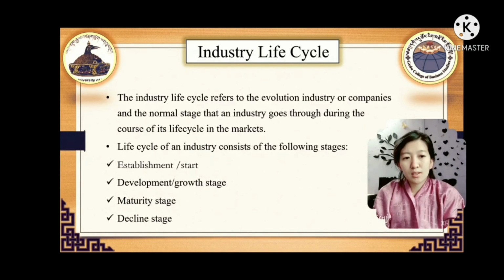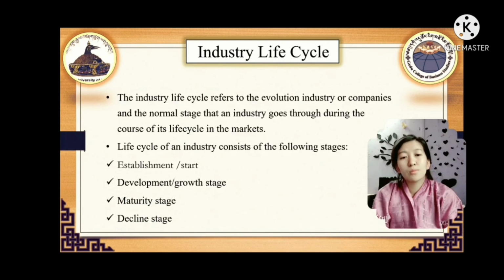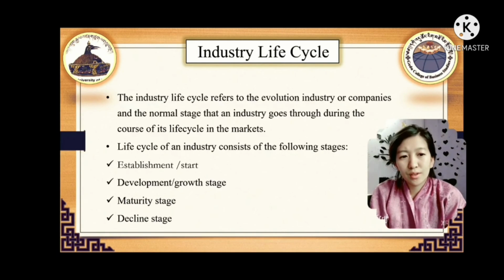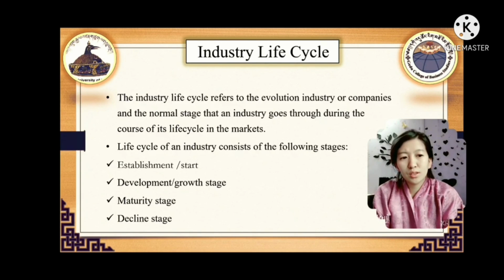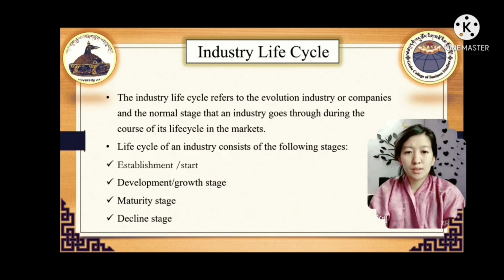Number 4, decline stage. The decline stage is where sales drop, products decline, and the market is dominated by competitors. However, the BOB is still surviving and earning more profit, with bank records showing an increase in profit in 2019. Thus, the bank is enjoying a competitive advantage.